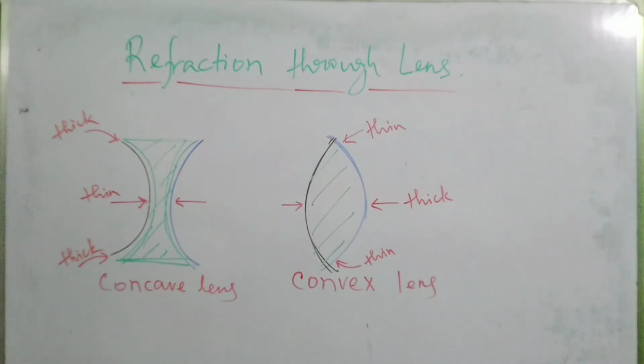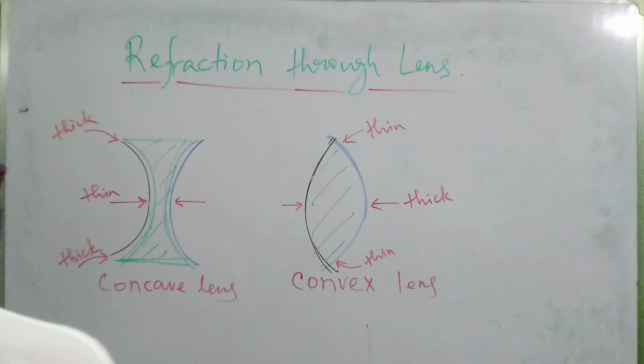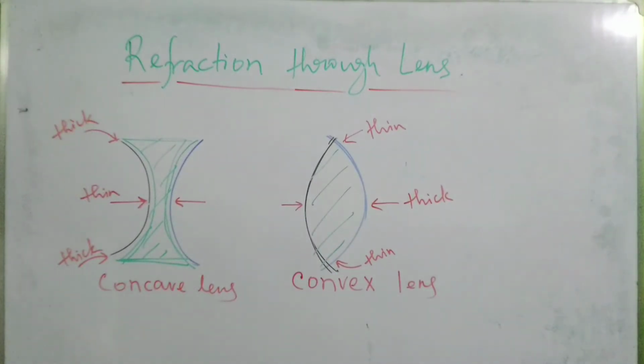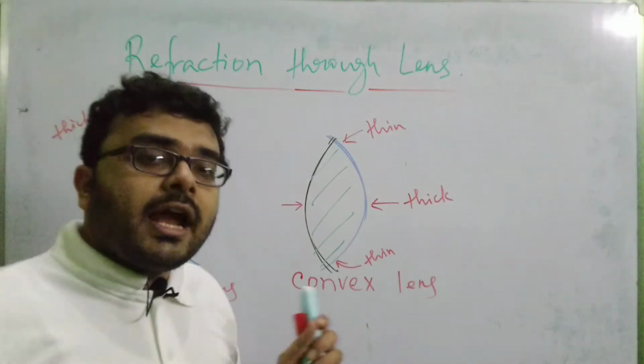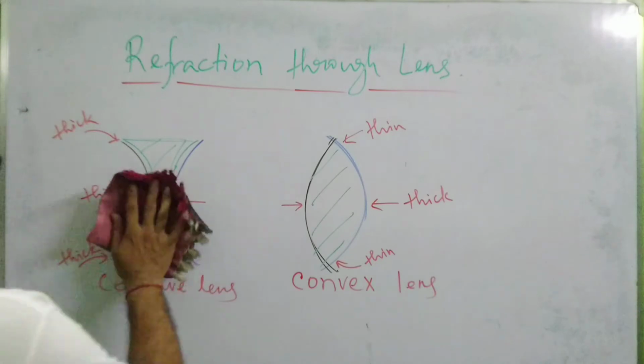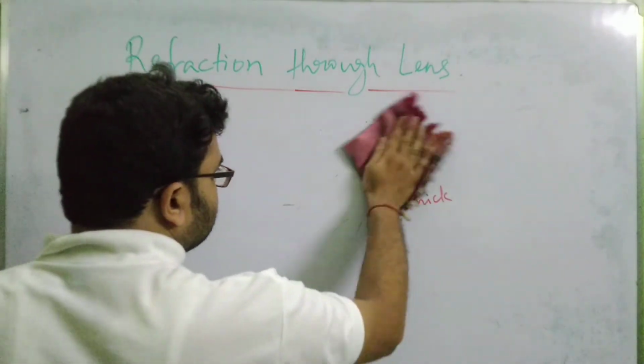Now both these kinds of lenses are of three types. Let us see what the three types are. I hope you have drawn these diagrams. If not, please pause the video, rewind it a little bit and take the notes. It will be helpful for you.